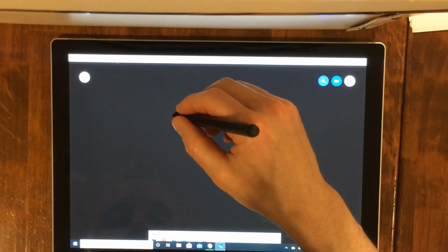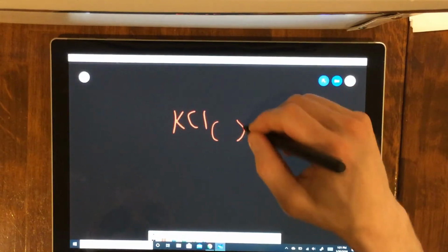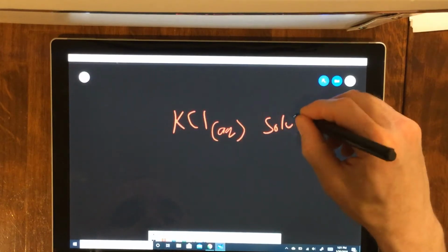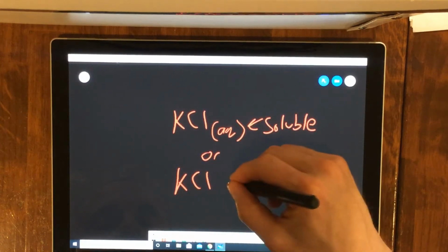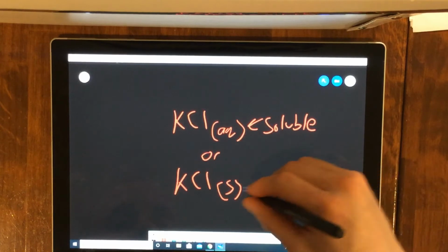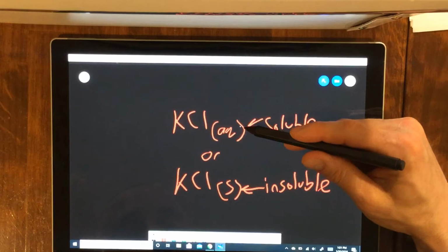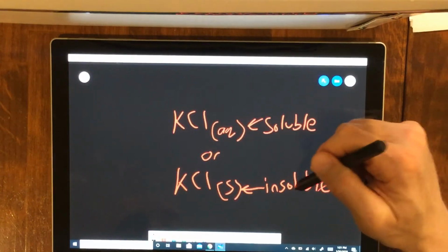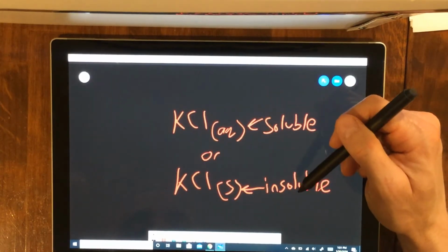If we look at KCl, and I want to know, and in parentheses here, I'm going to label either AQ, which means soluble, or I'm going to label KCl solid, which is insoluble. Soluble means will dissolve in water. So you put that in, stir it up, it goes away, right? Dissolves, breaks down. Insoluble, you put this in water, stir it up, it just spins around and then settles at the bottom. That's what that means.